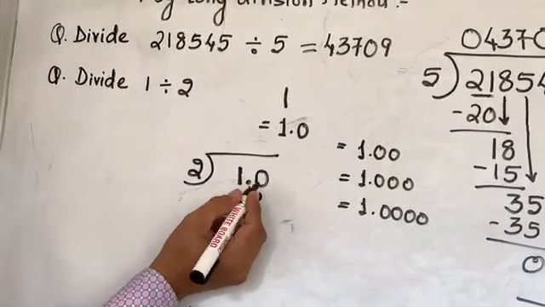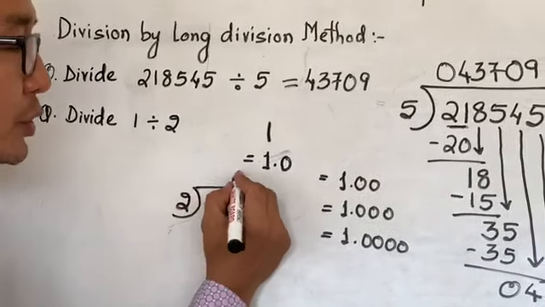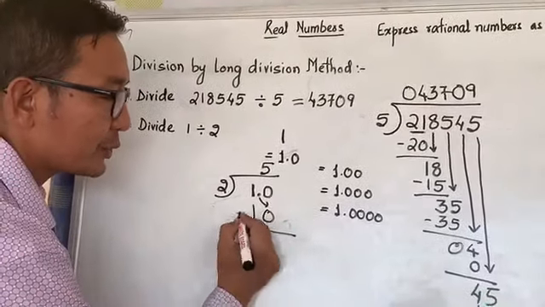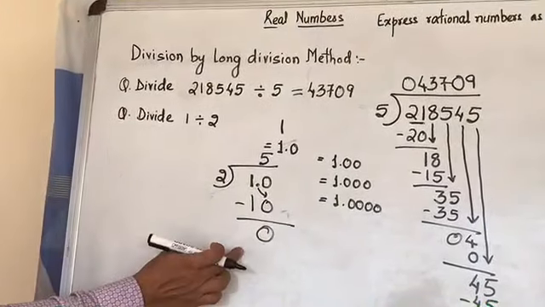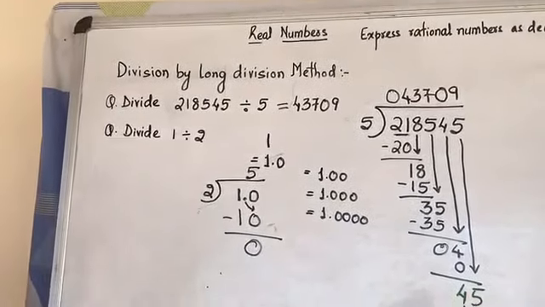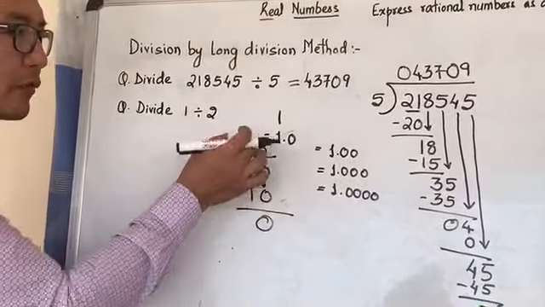10, so 2 times 5 is 10, so 10 minus 10 is 0. In the example, the answer is 5.